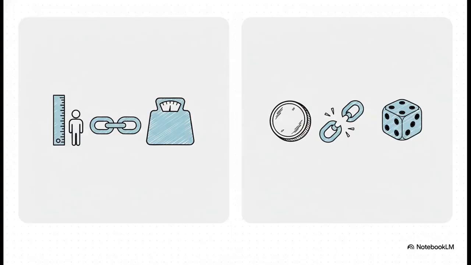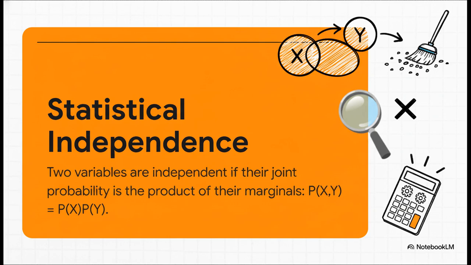Height and weight are dependent, right? Taller people tend to weigh more. But the result of a coin toss has zero influence on the roll of a die. They're in totally different worlds. They are completely independent. And mathematically, independence is just beautiful. It's so clean. If two variables are independent, you can find their joint probability just by multiplying their individual marginal probabilities. P of x times P of y. That's it. This makes calculations so much easier.